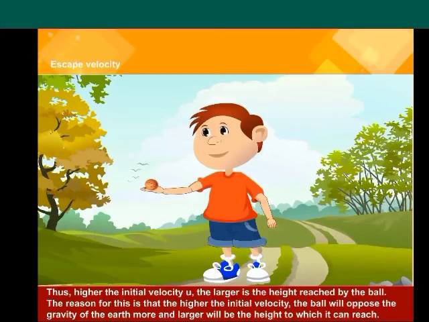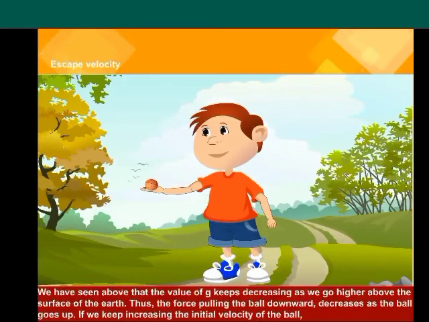The reason for this is that the higher the initial velocity, the more the ball will oppose the gravity of the Earth, and larger will be the height to which it can reach. We have seen above that the value of g keeps decreasing as we go higher above the surface of the Earth. Thus, the force pulling the ball downward decreases as the ball goes up.